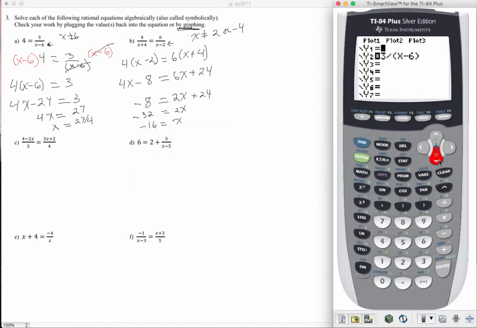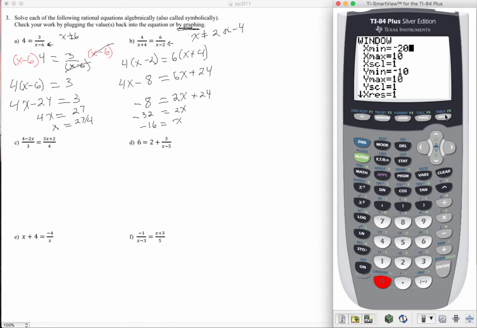So clear out the equations from the last problem here. And we're going to put in 4 divided by parentheses x plus 4. And then in y2, we're going to put in 6 divided by x minus 2. Okay, so I know that my intersection point is supposed to be at x equal to negative 16. So I know a zoom standard is not going to do me any good. So I'm going to modify my window right away. And let's go down to negative 20 on the x-axis, because if my x value is negative 16, I got to get at least that far to the left.